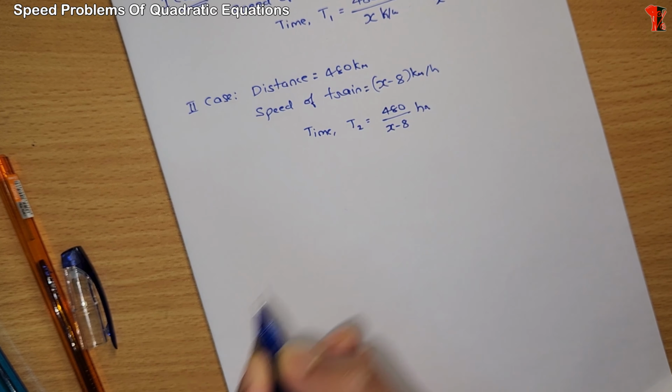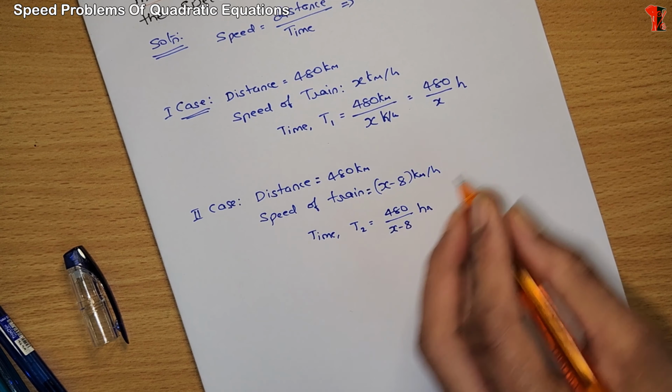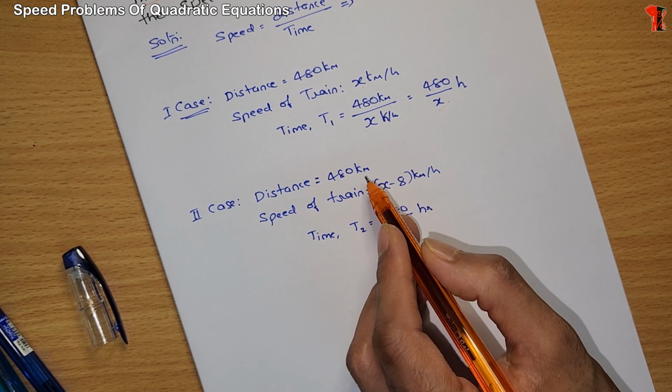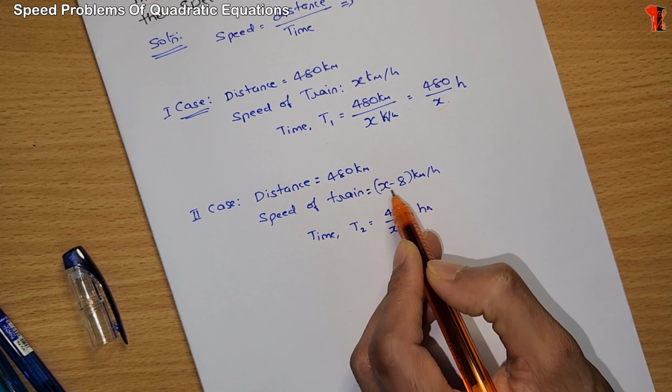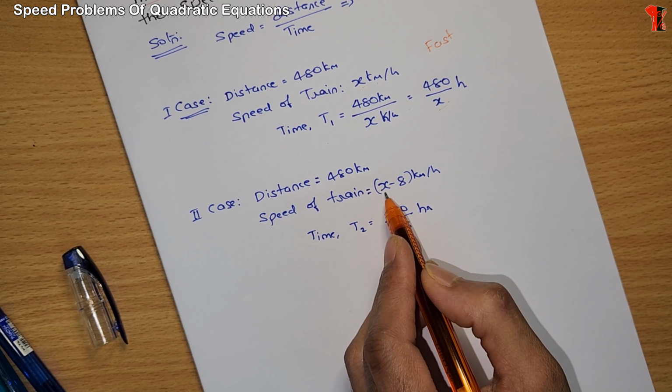So this much hours. Now in these two cases, we have to identify which is slow and which is faster. This one is x kilometers per hour, and this is x minus 8 kilometers per hour. That means this is fast, and this is slow. If you are going fast, it will take less time; if you are going slow, it will take more time.